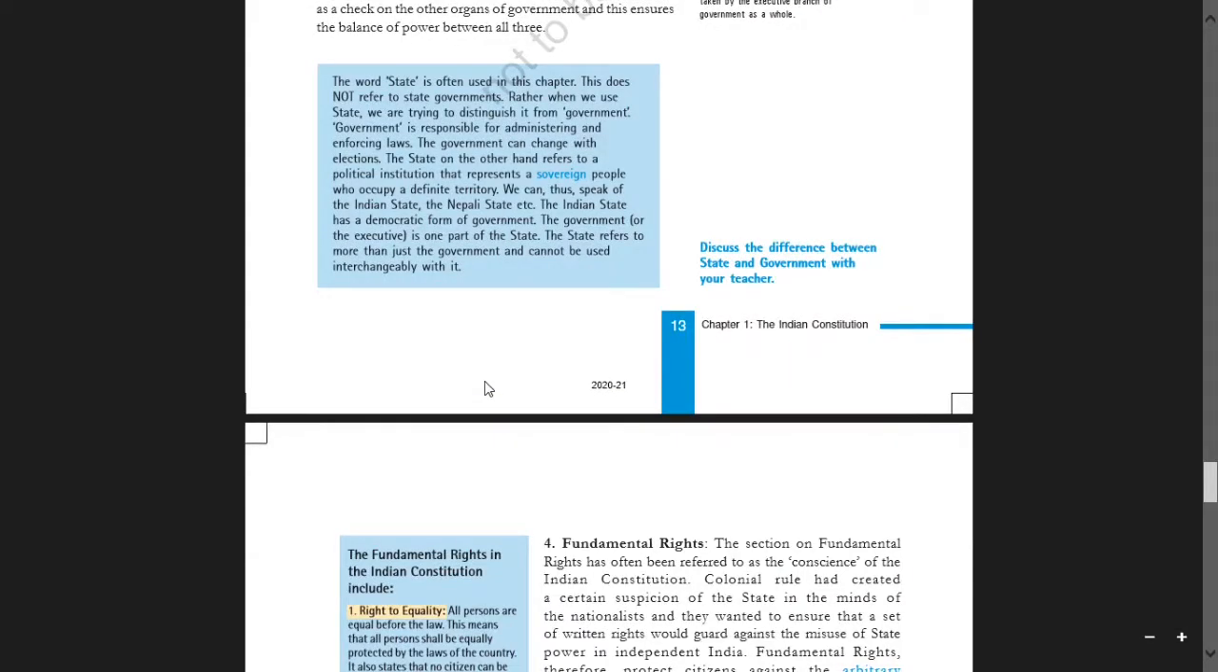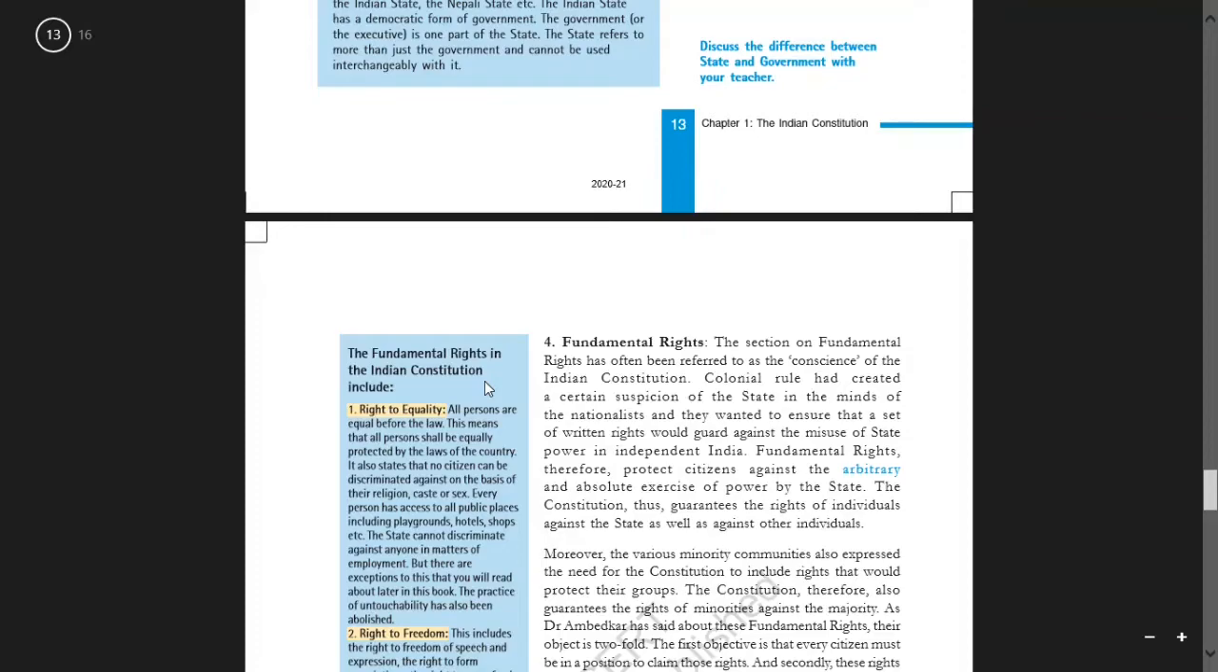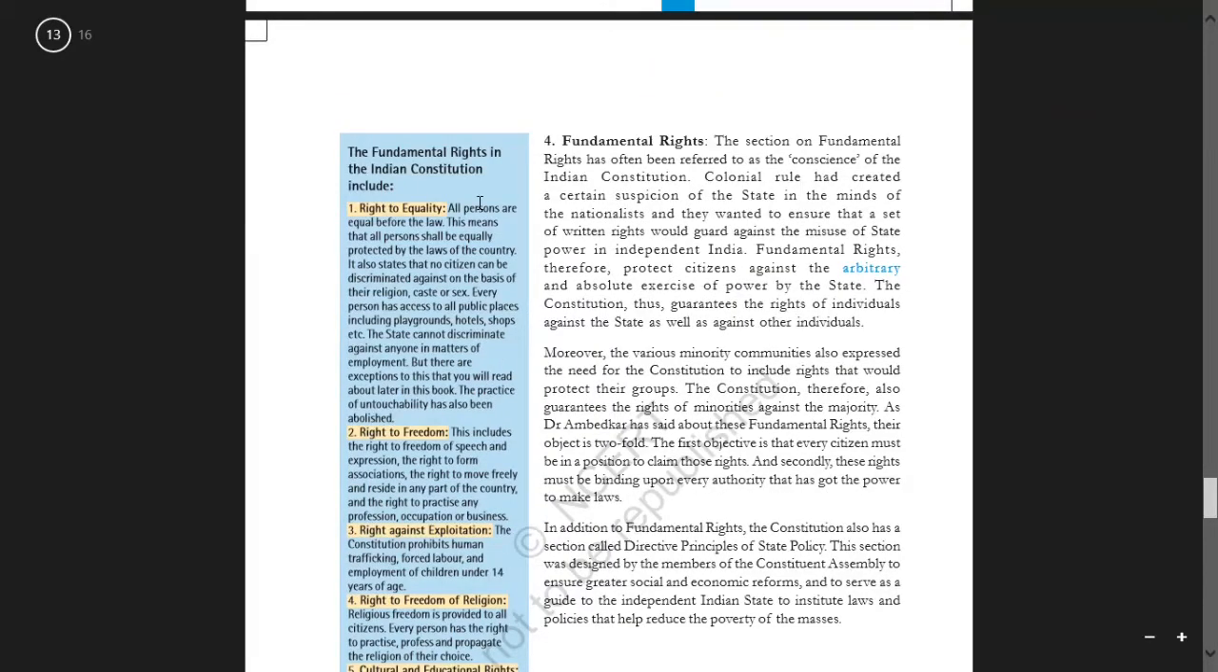Let us see the next page of the chapter. Fundamental rights. The section on fundamental rights has often been referred to as the conscience of the Indian Constitution. Conscience means a person's moral sense of right or wrong, viewed as acting as a guide to one's behavior.